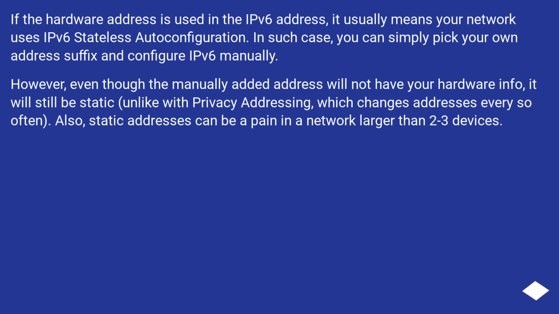If the hardware address is used in the IPv6 address, it usually means your network uses IPv6 stateless auto-configuration. In such case, you can simply pick your own address suffix and configure IPv6 manually. However, even though the manually added address will not have your hardware info, it will still be static, unlike with privacy addressing, which changes addresses every so often. Also, static addresses can be a pain in a network larger than 2 to 3 devices.